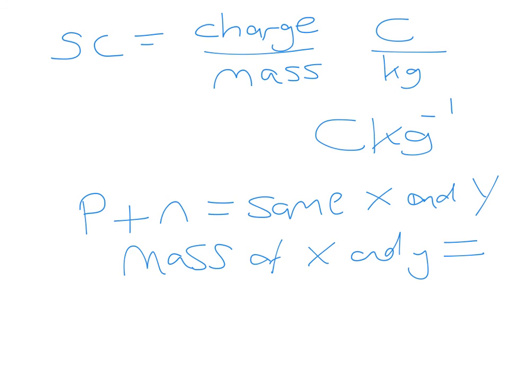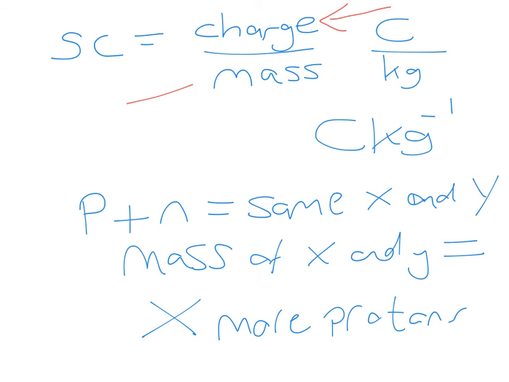But it tells us that the specific charge of X is bigger. So although the number of protons plus neutrons is the same, X clearly has more protons. So when you then work out the charge divided by the mass for both X and Y, the mass is the same, but the charge for X will be bigger because it's got more protons, and therefore it will have a bigger specific charge.